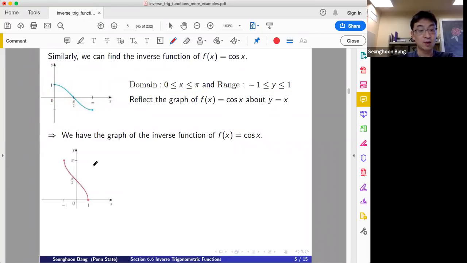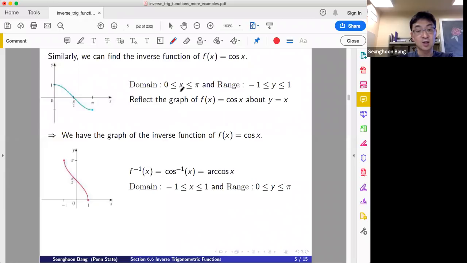So we have this. The inverse of f of x is inverse cosine of x, just notation, or arc cosine of x. What's the domain of the inverse function? Exactly, the range of f becomes the domain of the inverse, and the domain of f becomes the range of the inverse. This is the idea.